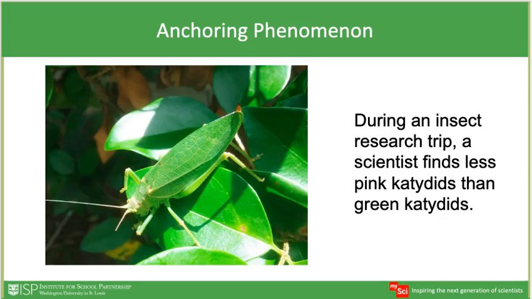In this unit, students try to figure out why animals and plants look the way they do. The anchoring phenomenon used to connect students to the science content is the story of a scientist who collects katydids. This scientist finds more green katydids than pink katydids. Why are there more green than pink? Why are there pink katydids? After each lesson, students will reflect to consider what they have learned that will help them figure out the answers to the questions they have about why organisms look the way they do.